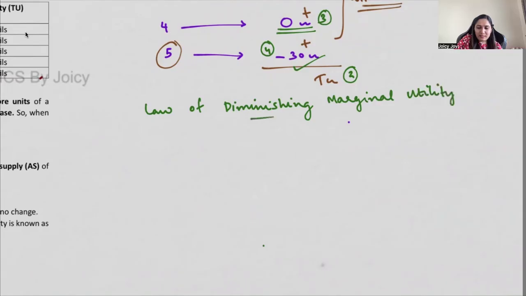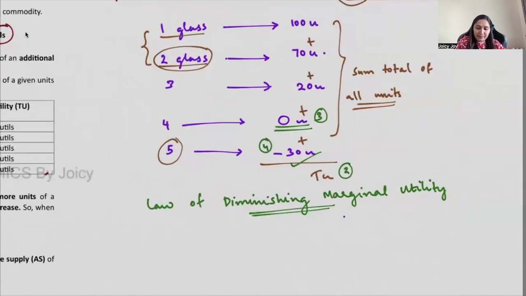Okay, so what is this law of diminishing marginal utility? Let us take the previous example. See, in this previous example, we saw that when you consumed the first unit, you got 100 units of utility. Second one, 70. Third one, it reduced to 20. In the fourth unit, it reduced to 0. And in the fifth one, it came down to minus 30. So what we are trying to say is, as you consume every additional unit of a commodity, the utility or the psychological satisfaction that you tend to derive reduces compared to the previous one.